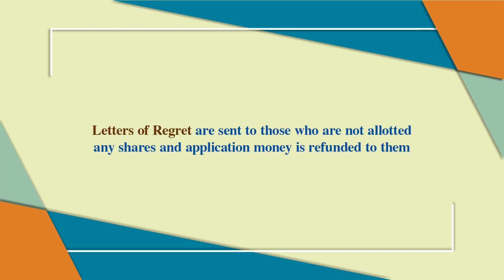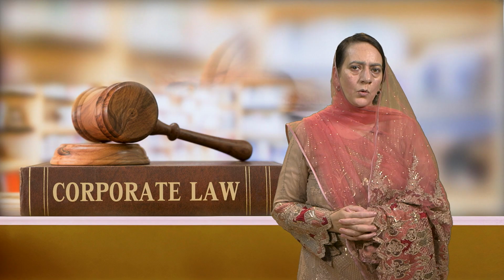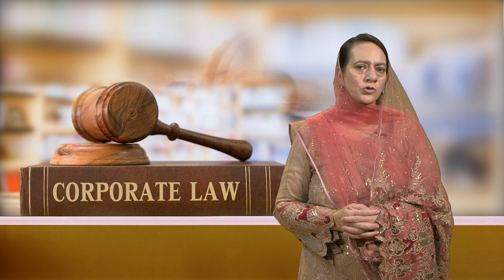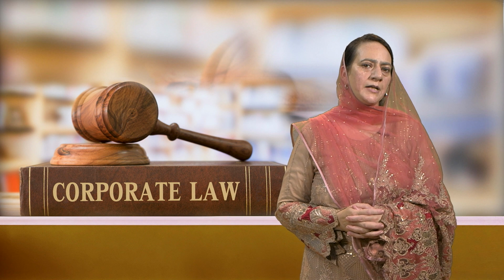Letters of regret are sent to those who are not allotted any shares, and the application money is refunded to them. Partial allotment: in partial allotment, the company rejects some applications totally, refunds their application money, and allots the shares to the remaining applicants. Pro rata allotment: when a company makes a pro rata allotment, it allots the shares to all the applicants but allots lesser shares than applied for.